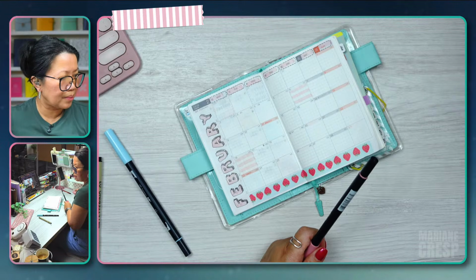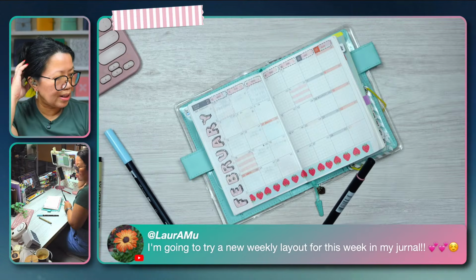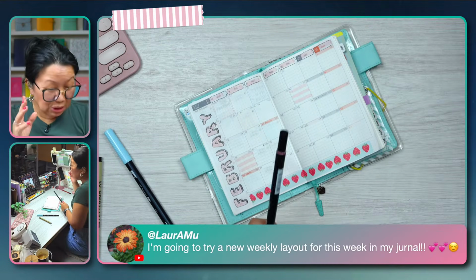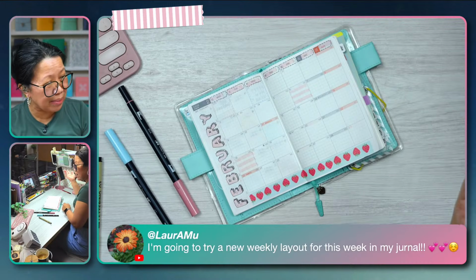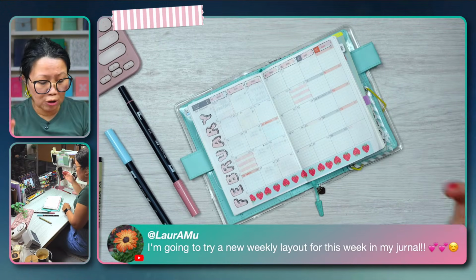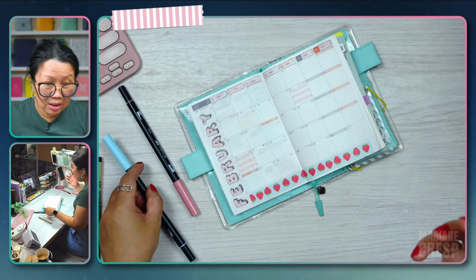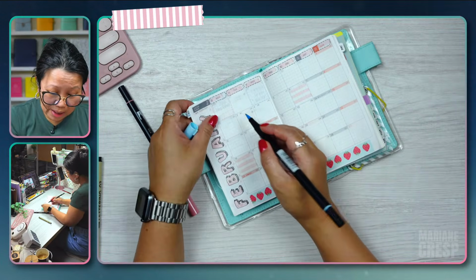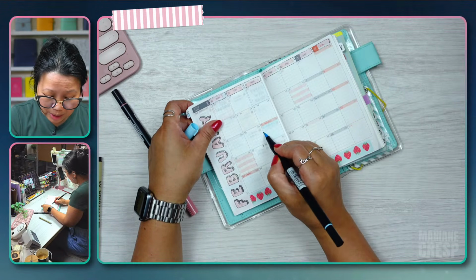Where are we? Laura says, I'm going to try a new weekly layout for this week in my journal. I think I might do that too, Laura, for mine, because if you follow me on Instagram, and I posted it here as well on YouTube, on the shorts feed, I was going, should I go back to A5? Am I changing my mind again too often?